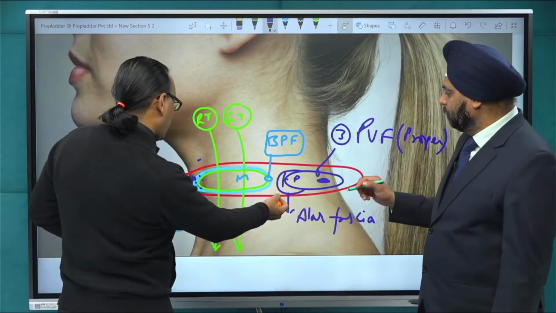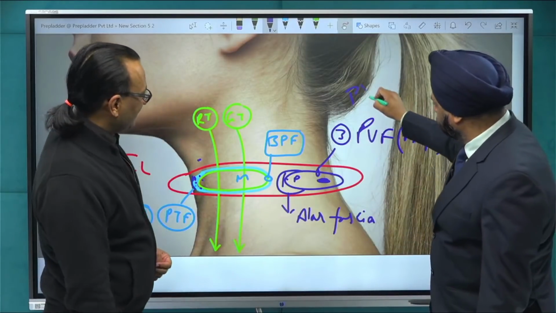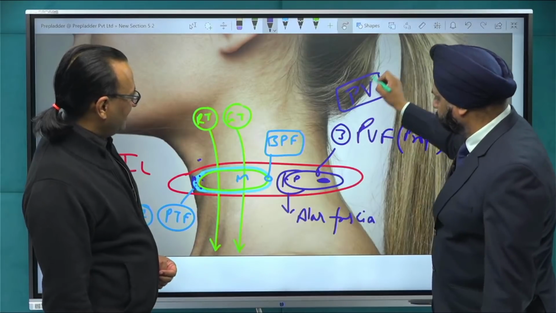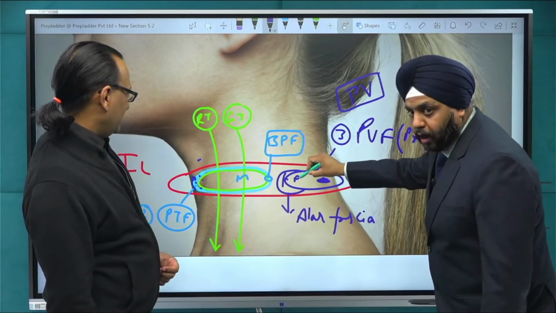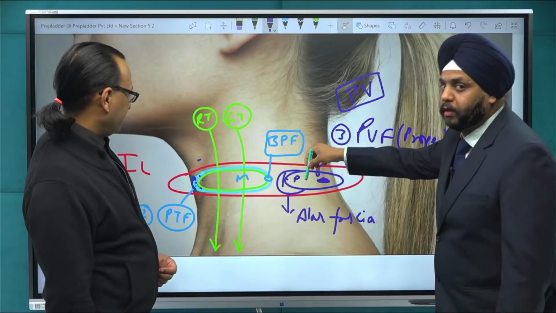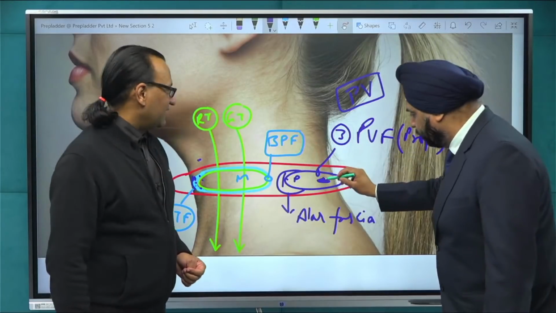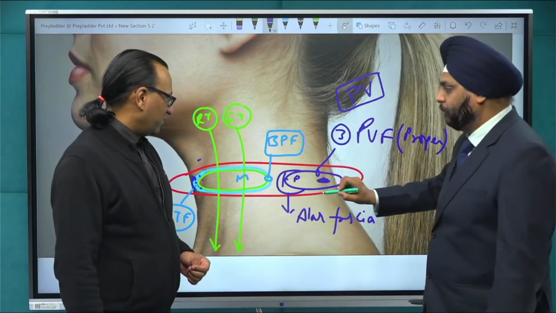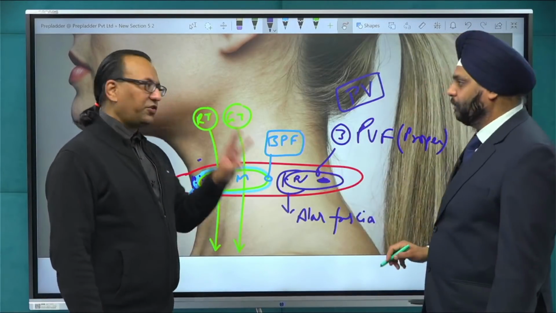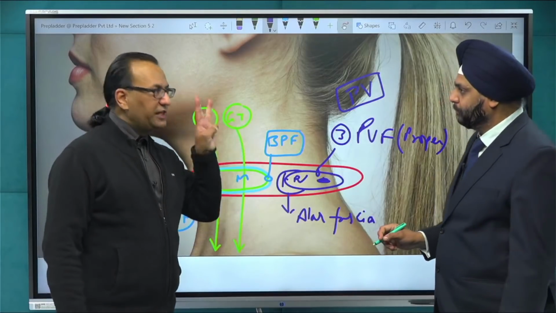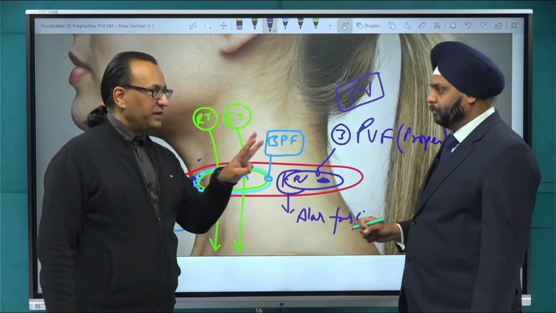One more thing. The prevertebral space, many students get confused. It is behind the prevertebral fascia. It is between the vertebra and the prevertebral fascia. So this is the space. So there are three fascia and three spaces, which we have to basically focus upon.